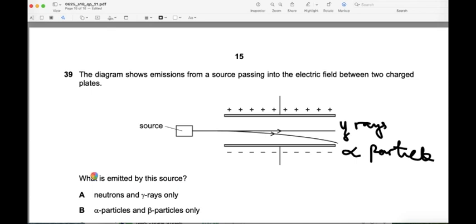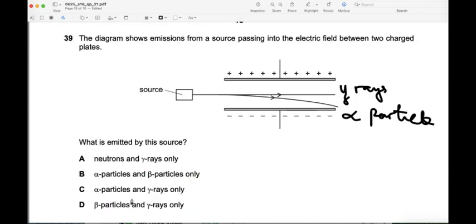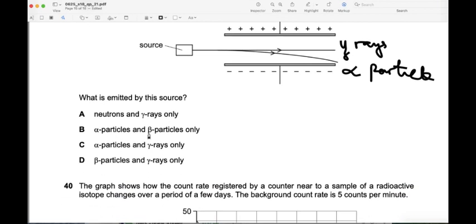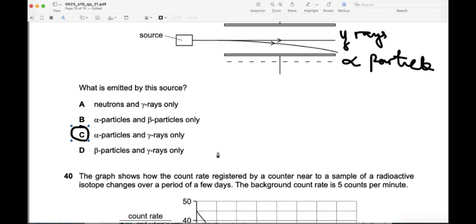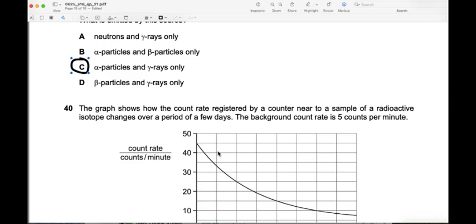So let's look. What is emitted by the source? Neutrons and gamma ray only? No, no neutron. Alpha particle and beta particle only? No. Alpha particle and gamma ray only? Beta and gamma? No. So the answer is C, alpha particle and gamma ray only. This one is the choice for us.